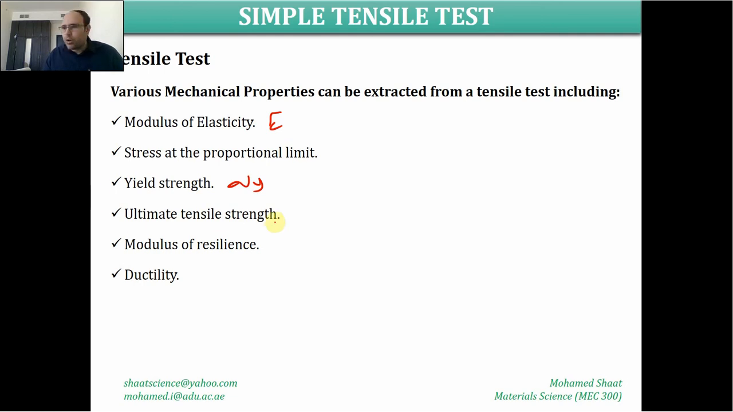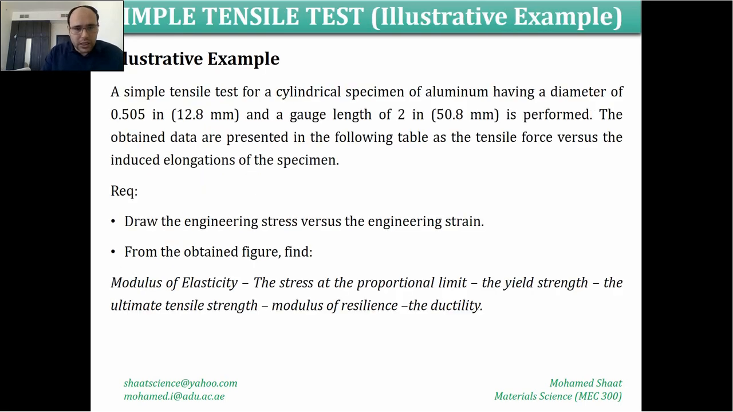We should have an idea about this yield strength in addition to the ultimate tensile strength of the material, modulus of resilience, ductility, toughness of the material. So all of these mechanical properties, we can derive them and more from this stress strain curve that we derive based on the tensile test.